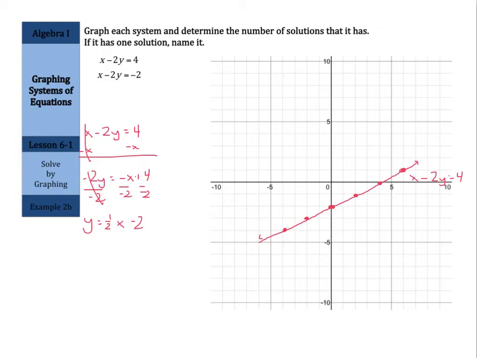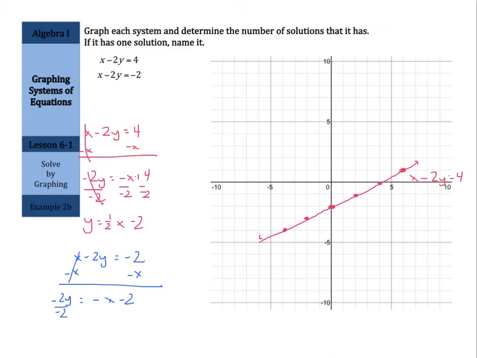Now for my next graph, x minus 2y equals negative 2. Let's subtract that x from both sides to get this into slope-intercept form. Negative 2y equals negative x minus 2.